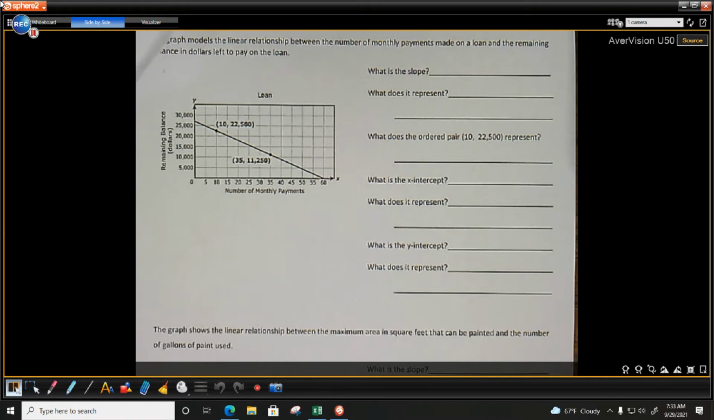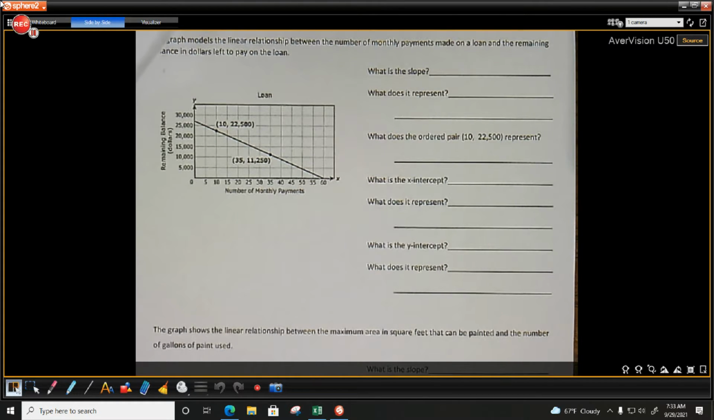Okay, so we are doing our finding slope, finding x-intercept, finding y-intercept. None of that is new. We've already calculated slope from ordered pairs and from graphs. We've already found our x and y-intercepts. Today we are going to do that, but then we are going to interpret what those values mean. So now we're going to be given real-world situations, and we're going to talk about what those values represent.